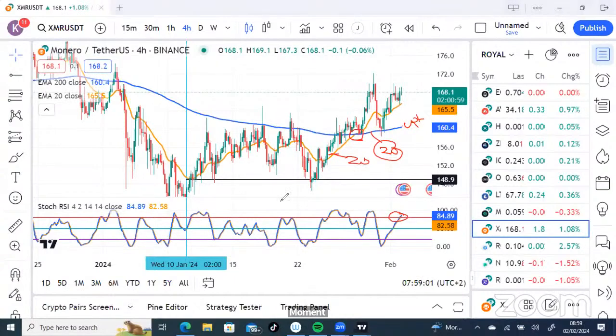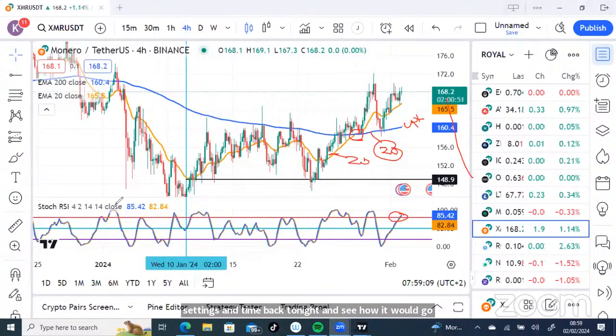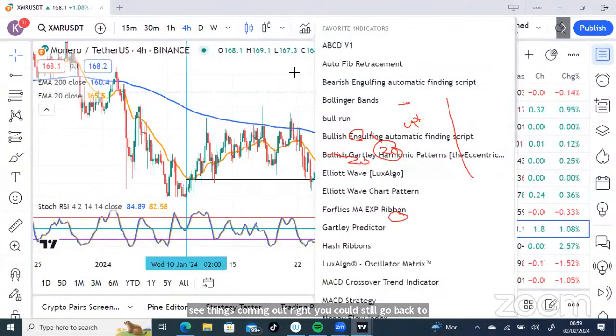If it's not clear, you could still go back to your settings and turn back to 90 and see how far it could go. But if you look above here, candles are still forming above the 20 moving average. People who love current price signals, this is maybe when you're playing. But if you don't see things coming out right, you could still go back to your indicators and bring in the pivot point if you are not good at drawing support and resistance.